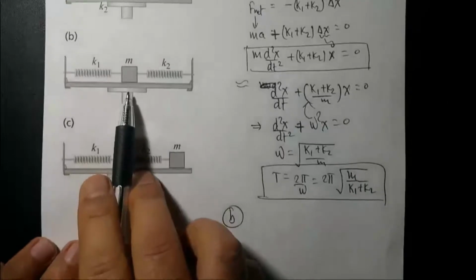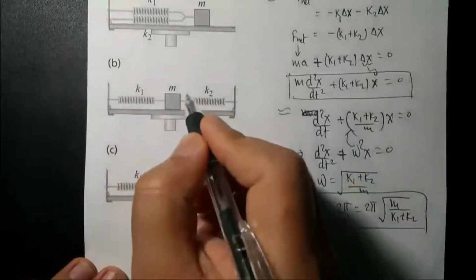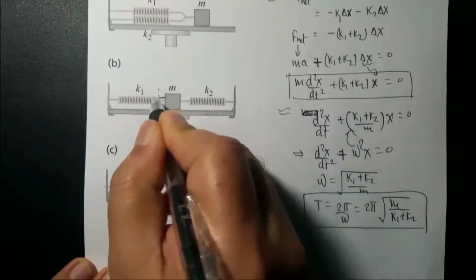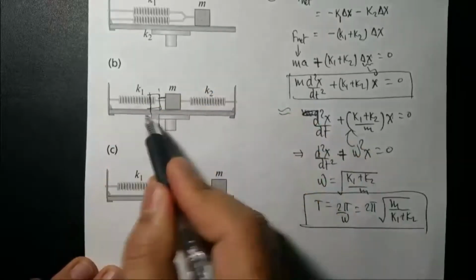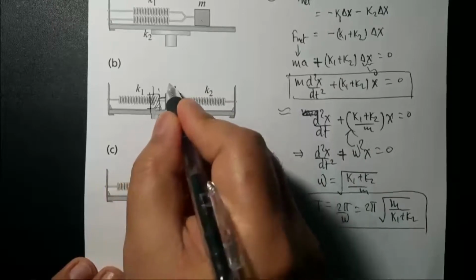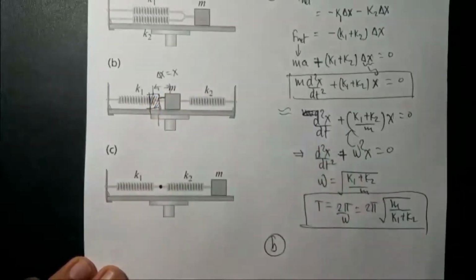The second one is also pretty similar. If you displace it before you release, let's say by this amount, delta x, which is x, and then release, it will go into oscillations.